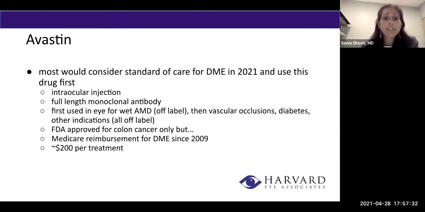It's used for patients with wet macular degeneration. Initially, that's what it was used for, and then vascular occlusions, and then diabetes. It's not FDA approved, but Medicare has been reimbursing us for this drug since back in 2009. And the drug itself is about $200 per treatment.